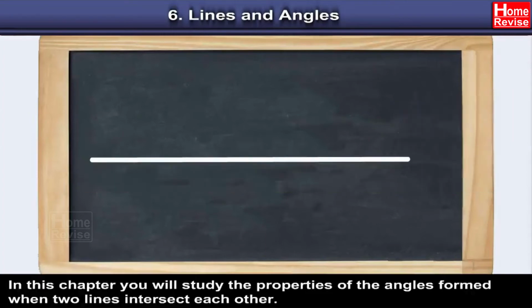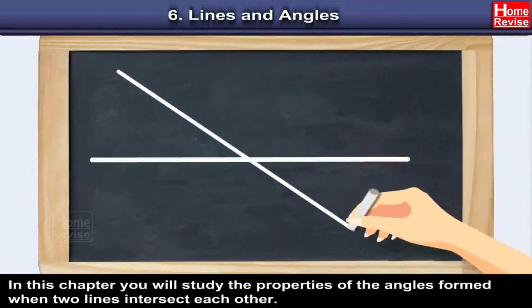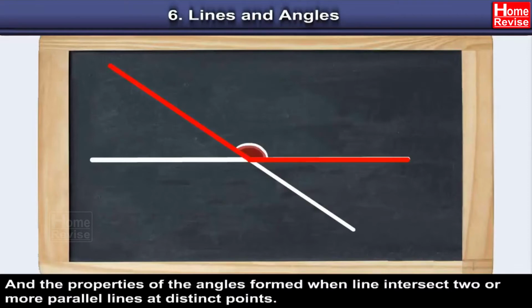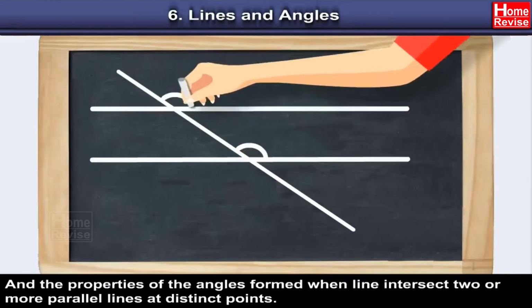In this chapter, you will study the properties of the angles formed when two lines intersect each other and the properties of the angles formed when a line intersects two or more parallel lines at distinct points.